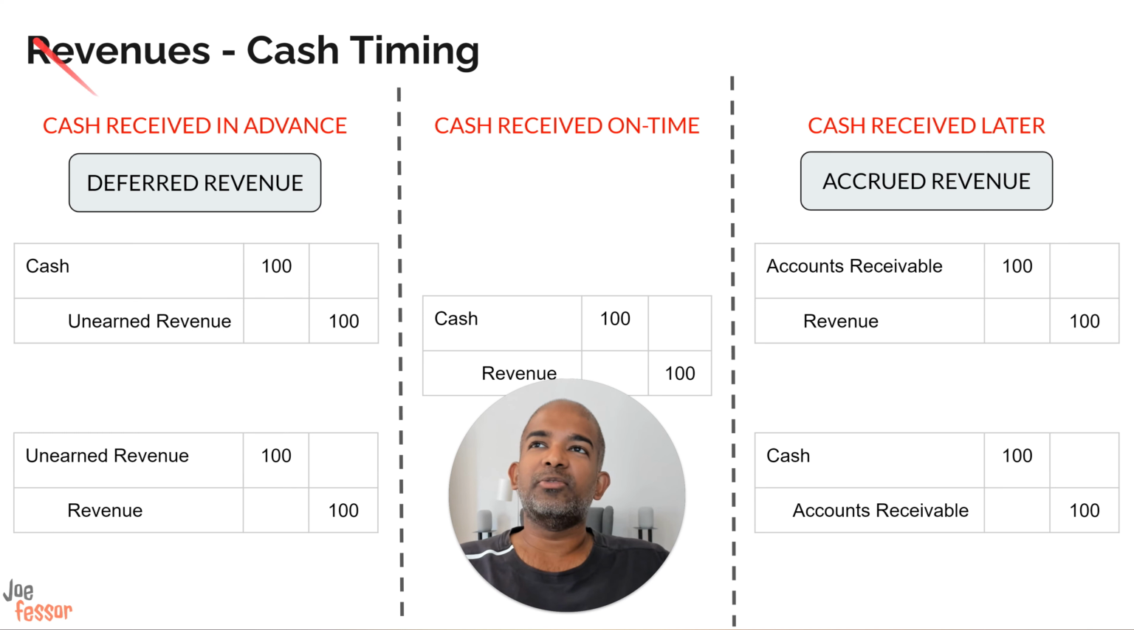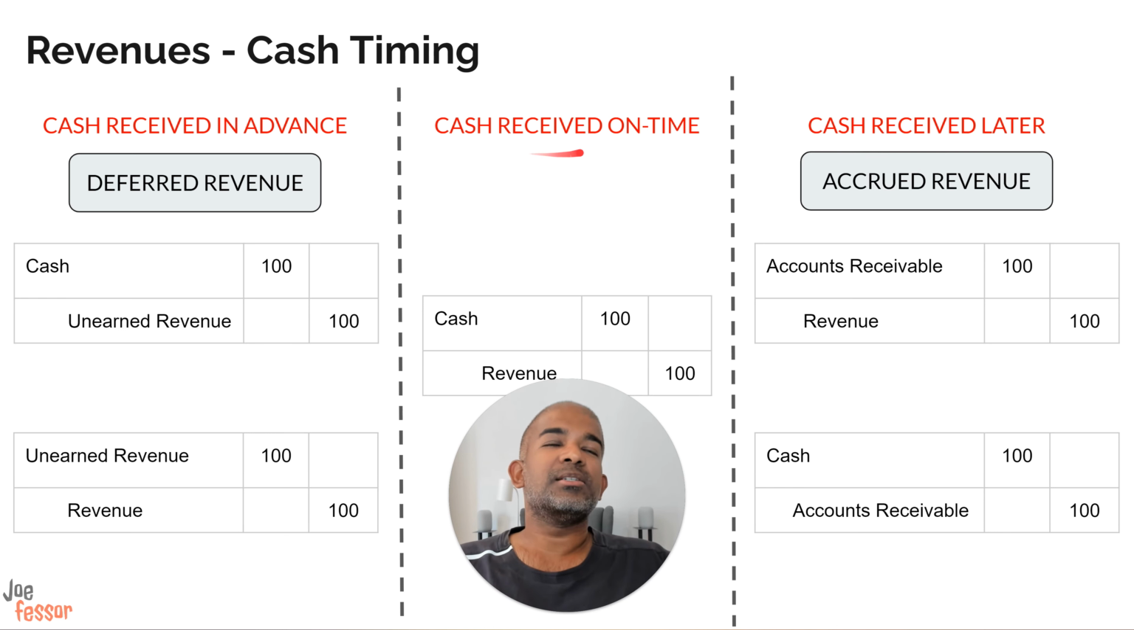So we've looked at the four types of adjustments so far separately. So the best way to make sure that you understand clearly and you remember these journal entries going forward is by putting them side by side and doing a comparison analysis. First, let's just focus on revenues. I've categorized them based on when cash is received. Cash can either be received in advance, or cash can be received on time when revenue is earned, or cash can be received later after revenue has been earned.